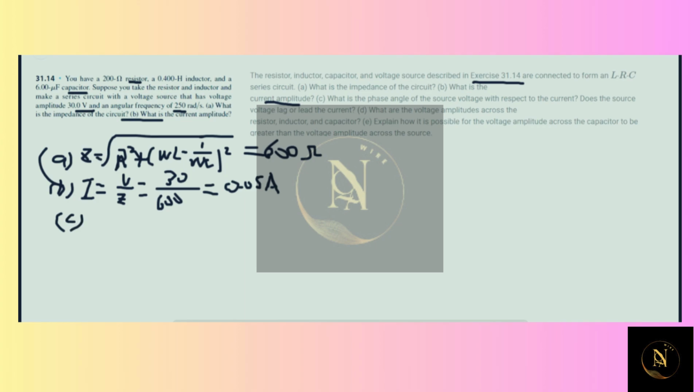And for part C, what is the phase angle of the source voltage with respect to the current? The phase angle: cosine phi equals R over Z. R is 200 and Z is 600, so that equals 1 over 3. So we can solve for phi equal to plus or minus 70.5 degrees.